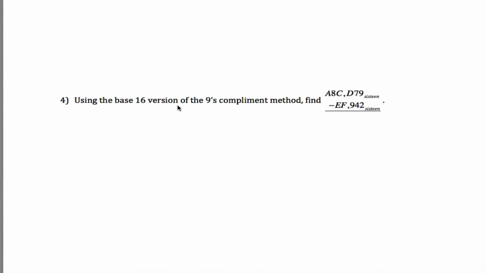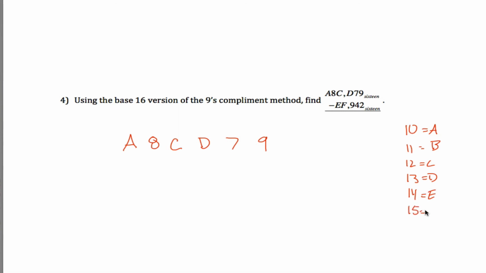Using the base 16 version of the 9's complement method, find this. All right, maybe you hate this problem. Maybe not. I think it's kind of fun. A8CD79. Remember that when you're in base 16, the symbol A is 10, the symbol B is 11, symbol C is 12, D is 13, E is 14, and F is 15.